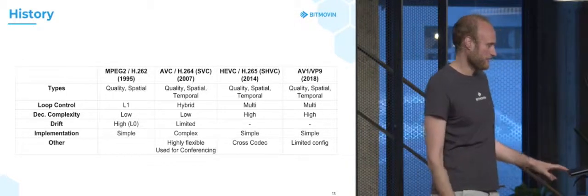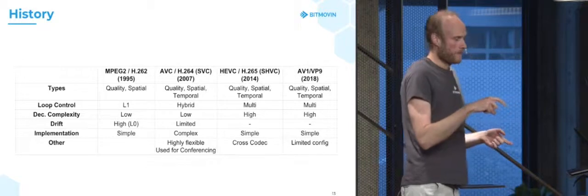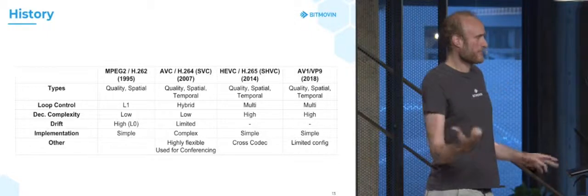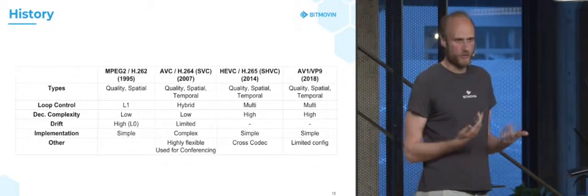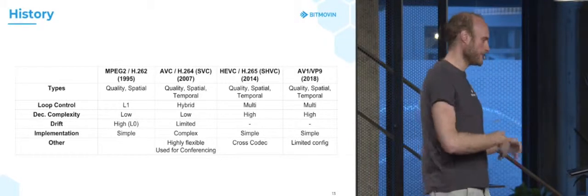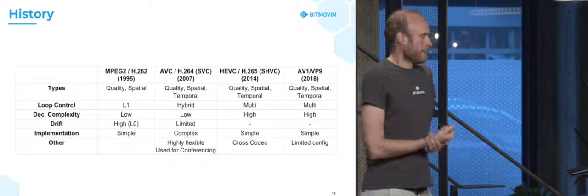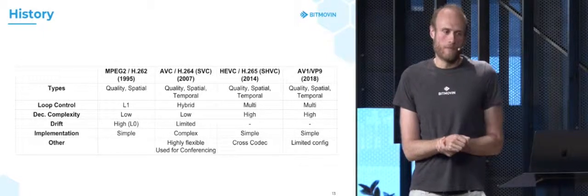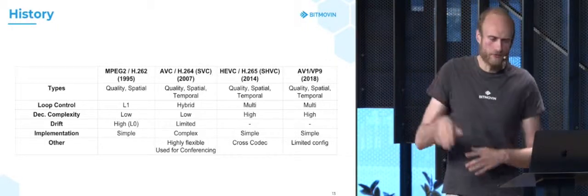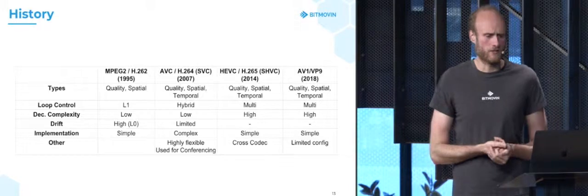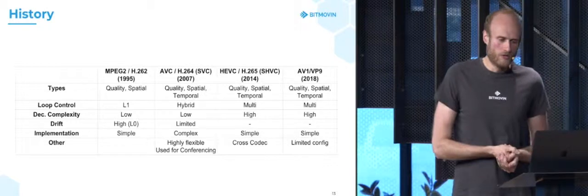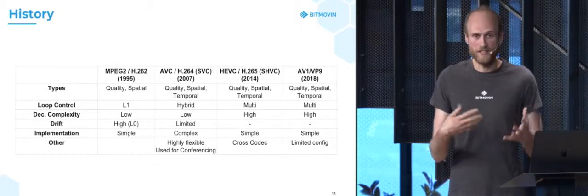Then after the standardization of HEVC, there was an activity to do scalability with HEVC. As HEVC was standardized, that was the one standard that I also worked in. I've been to a lot of meetings there. It also supports all types of scalability, also all combinations, but it uses a multi-loop approach. So if you want to decode a higher layer, you have to decode all layers. You always have to decode all layers, and that adds a lot of complexity at the decoder side. Of course, with that approach, you also have no drift, and the implementation is rather simple.